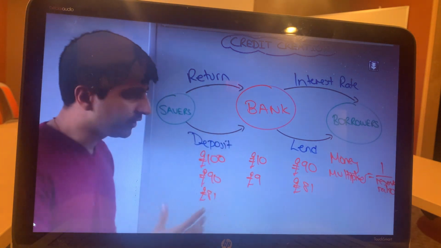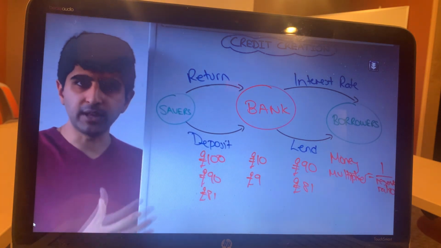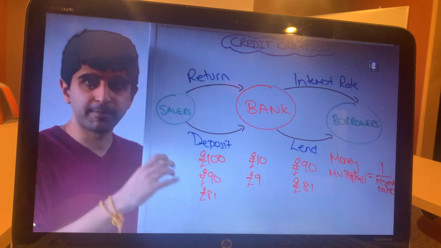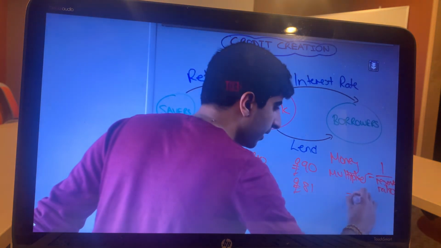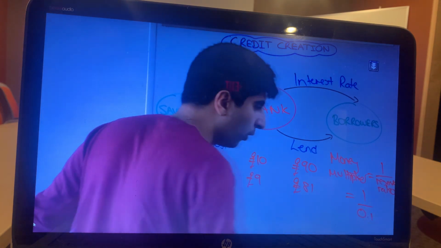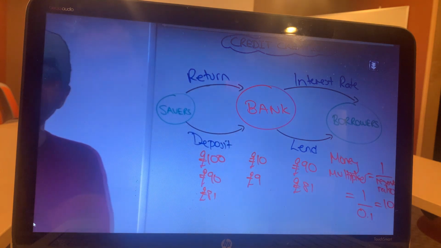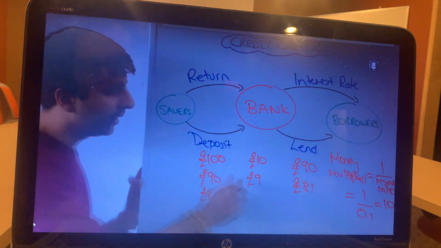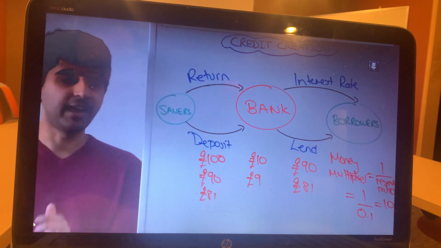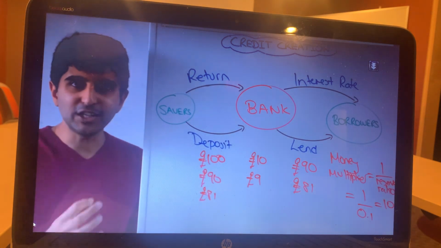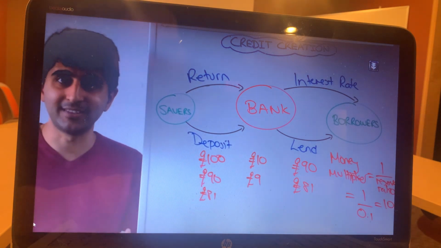In my example, you can see that the reserve ratio is 10%. Any time deposits have been put into the bank, 10% of it has been kept in the bank, the rest has been lent out. So in my example, the money multiplier is 1 over 10%, i.e. 1 over 0.1, which gives you a value of 10. So if you multiply the initial deposit by 10, you get £1,000. And that is the money supply as a result of an initial deposit being put in a bank. £1,000 of money now exists in the economy.